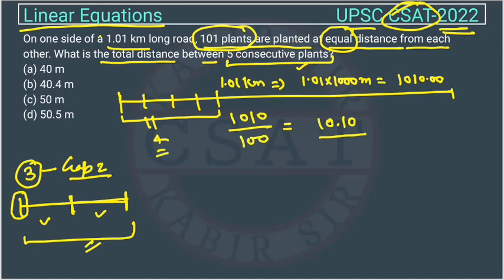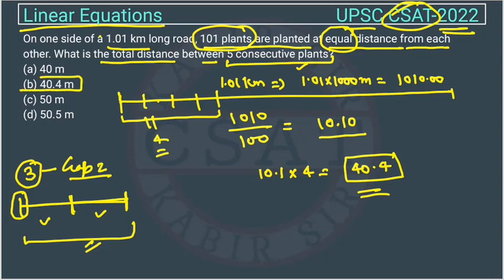This one distance is 10.1, right? So the total will be 10.1, 10.1, 10.1, 10.1. Otherwise you can add them all, otherwise you can multiply it with 4. So it will come out 40.4. Right, so this is the total distance between 5 consecutive plants. Right, so option B will be the correct answer.